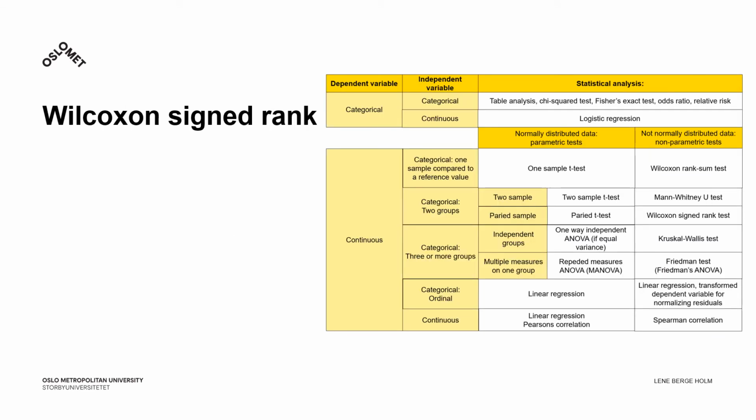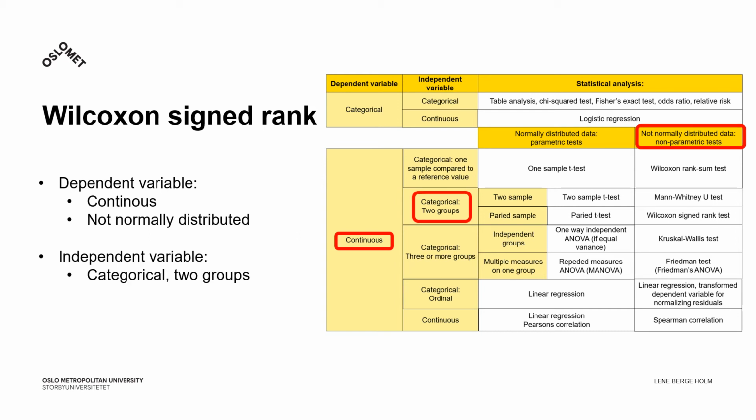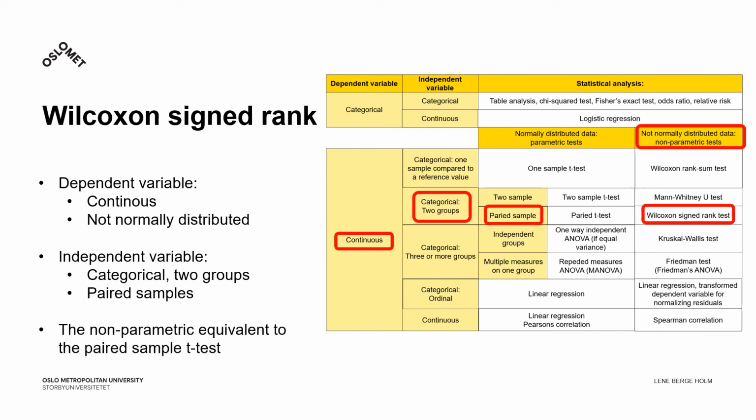And now the Wilcoxon signed rank test. If you have a dependent variable which is continuous and it's not normally distributed, you look in this column, and the independent variable is categorical with two groups, but now this is a paired sample. Then you will look here and you can find the Wilcoxon signed rank test. This test is the non-parametric equivalent to the paired sample t-test.